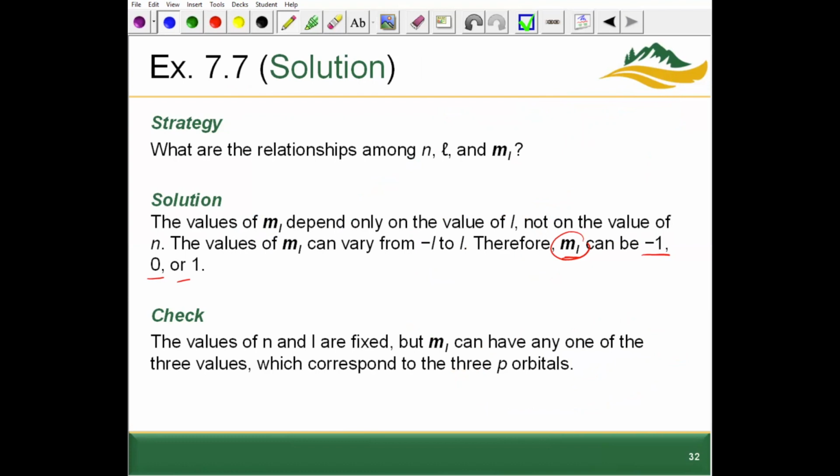An important check we could do, we know n is equal to 4, but L is equal to 1. S, P, D, F, 0, 1, 2, 3. That means we have a p orbital. 3 possible options for m sub L make sense for a p orbital because we can have px, py, and pz. These m sub L values of minus 1, 0, and plus 1, these all actually correlate to the 3 different p orbitals, px, py, pz.